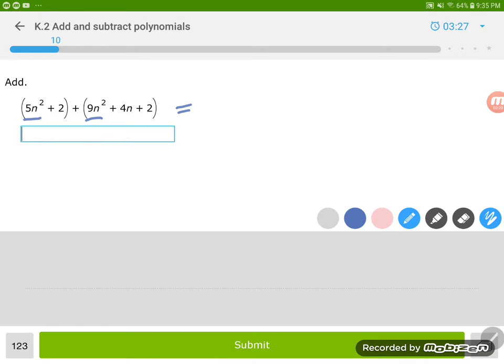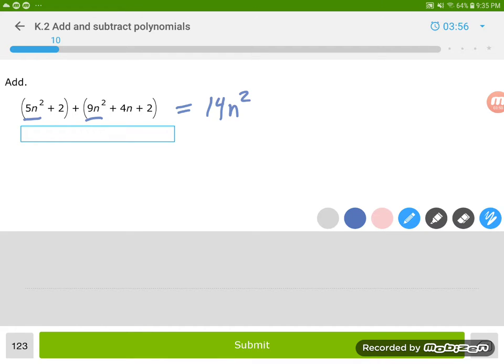5 plus 9 is going to be 14n squared. Okay, make sure you don't lose your variable and your power. Also make sure you don't change your power, right? Changing your power would make it a different kind of term, and just because we add things together, they don't become new terms, right? You cannot add cats with dogs and get dogs, or you cannot add elephants with elephants and get monkeys. You know, that wouldn't make sense.